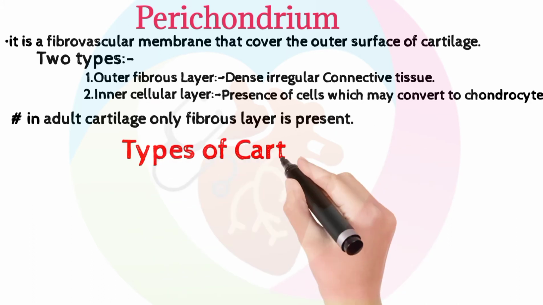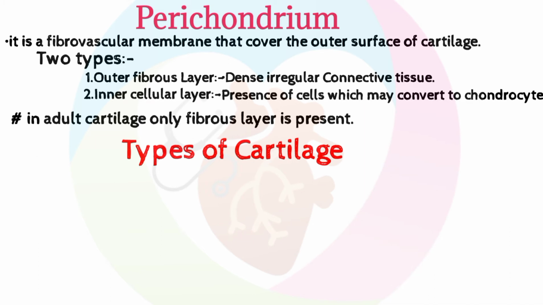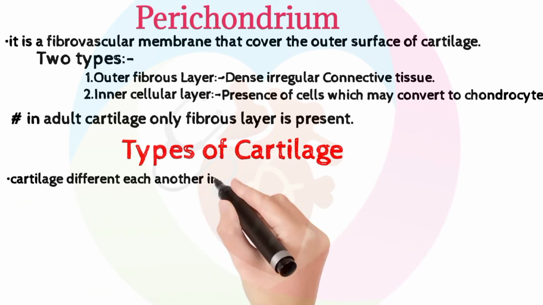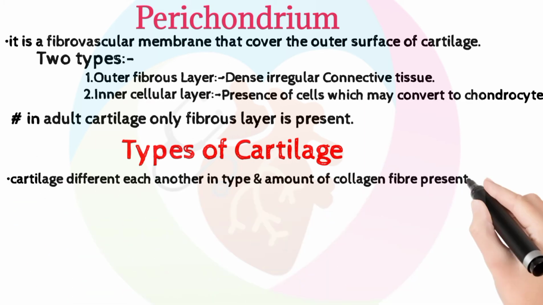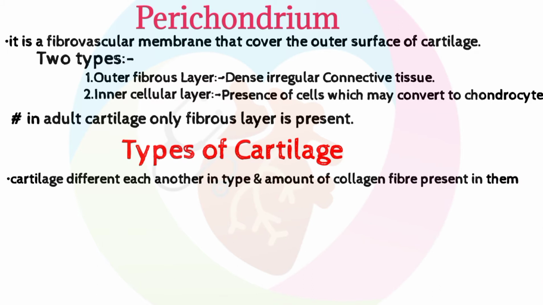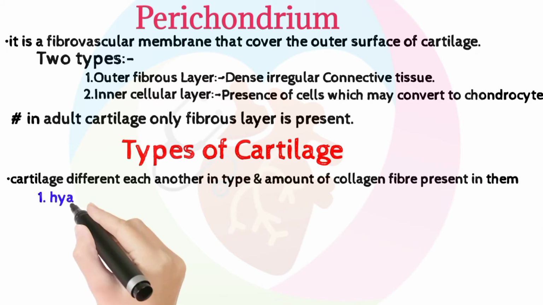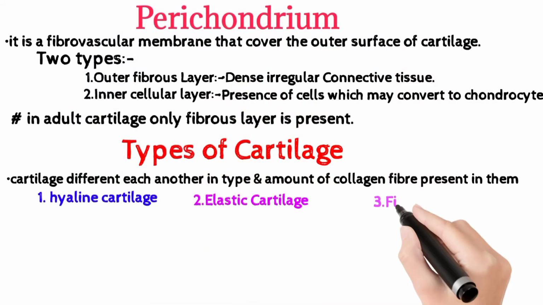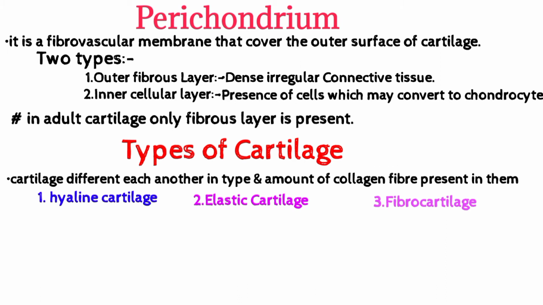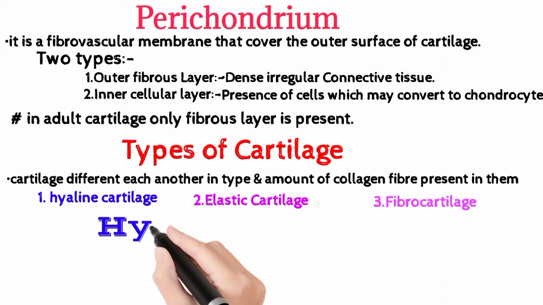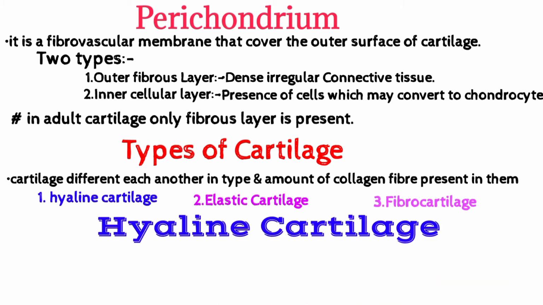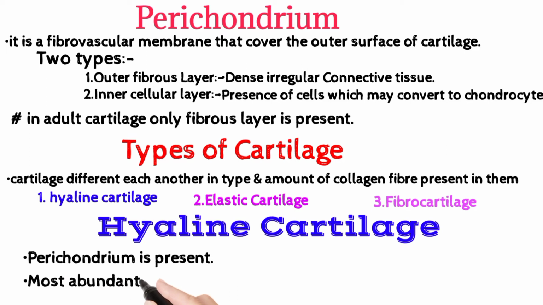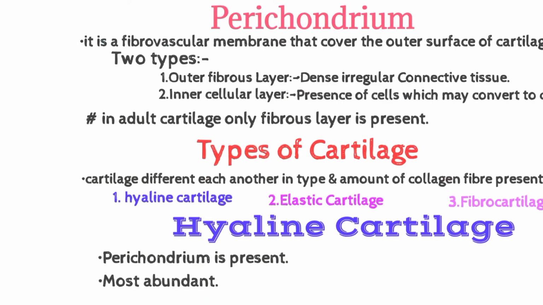Now let us continue with the types of cartilage. Cartilage types differ from each other on the basis of the type and amount of collagen fiber present in them. There are three types of cartilage: hyaline cartilage, elastic cartilage, and fibrocartilage. Now let us study hyaline cartilage in detail. In hyaline cartilage, perichondrium is present. It is the most abundant type of cartilage in the body.